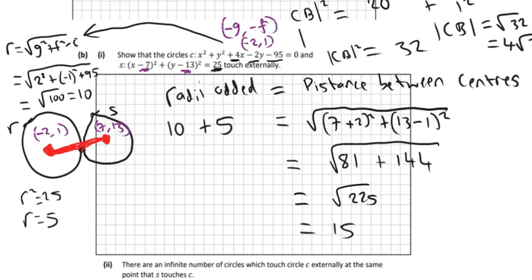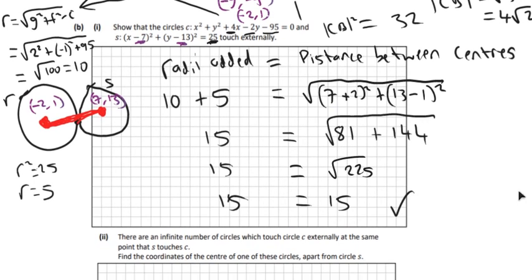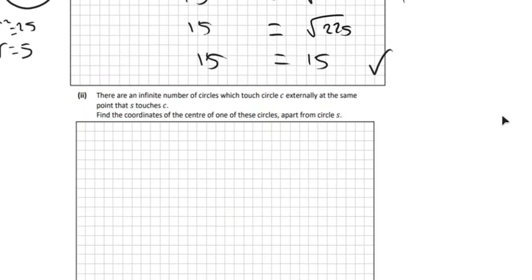And then on the other side, we just had 10 plus 5, so that's obviously going to be 15. So we get 15 equals 15. So we've shown that the two radiuses added together is equal to the distance between the two centres. Therefore, they have to touch externally.